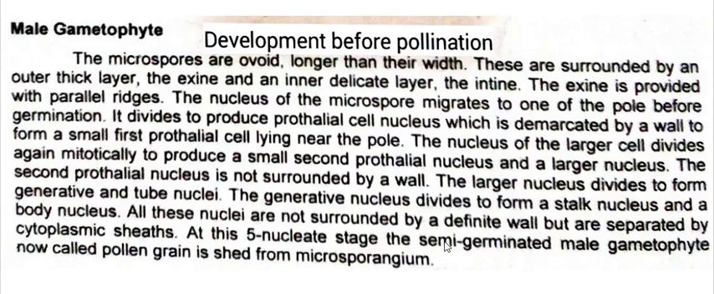Now this semi-germinated stage of the microspore is known as the pollen grain, meaning this five-celled semi-germinated stage of the microspore is known as the pollen grain, and this is the male gametophyte, the development of the male gametophyte before pollination. This development to the five-cell stage occurs when the microspores are inside the microsporangia. These are not released from the microsporangia up till this development.